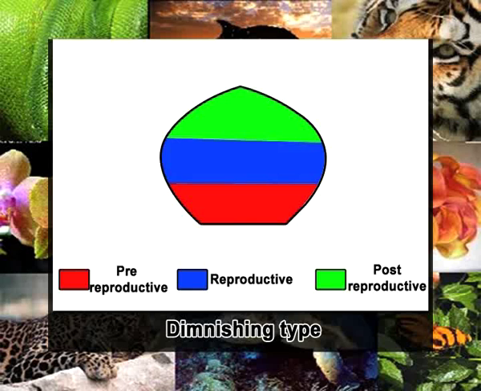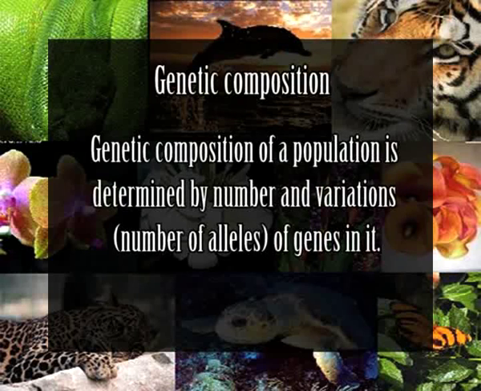or diminishing type. Now, the third and last important secondary characteristic of a population is its genetic composition. Genetic composition of a population is determined by the number and variations of genes in it. Each and every population has its own genetic composition.